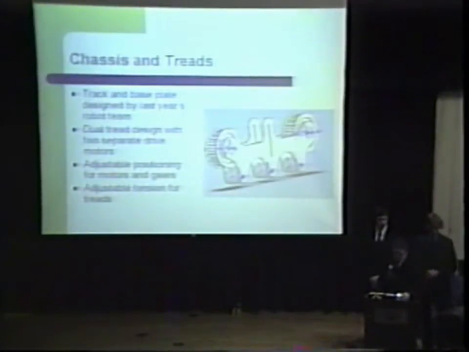As far as the chassis and treads, they were designed by last year's robot team and milled here in Western New England College. It was a dual tread design with 2 separate drive motors, and it had adjustable positioning for the motors and gears and adjustable tensioning for the treads.